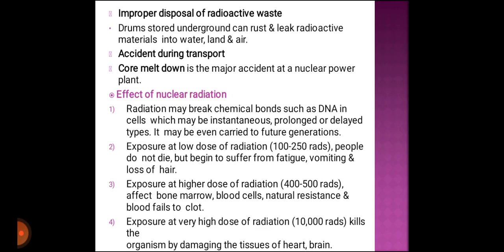Effects of nuclear radiations. Radiations may break chemical bonds such as DNA in the cells, and the effects may be prolonged and delayed. They may even carry on to future generations. At exposure to a low dosage of radiation, people do not die but begin to suffer from fatigue, vomiting and loss of hair. Exposure to a higher dosage affects the bone marrow, blood cells and natural resistance, and blood flows into clots. Exposure to a very high dosage of radiation kills organisms by damaging the tissues of the heart and brain.